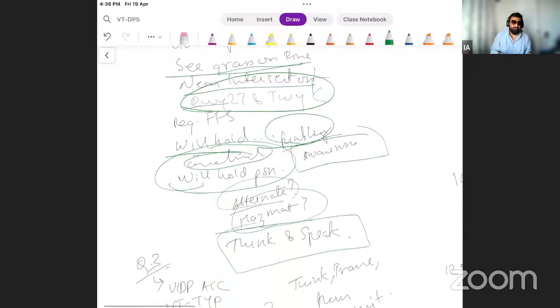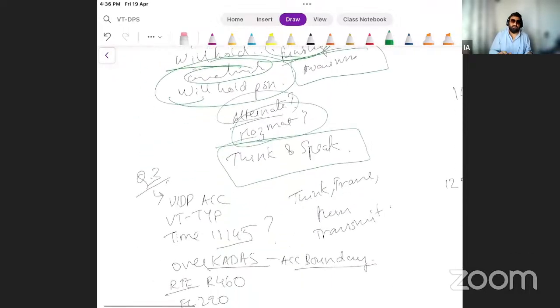Question number three. You reach Kadas at 1145. You receive bad weather warning over Lucknow. Take further action. For weather, we climb or descend 300 feet. For RVSM, it is 500 feet as a part of standard aviation procedure. So don't be confused. Yes, sir.